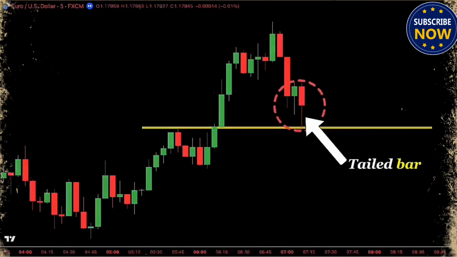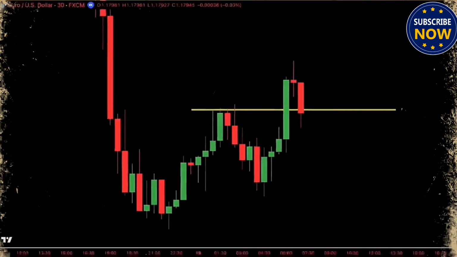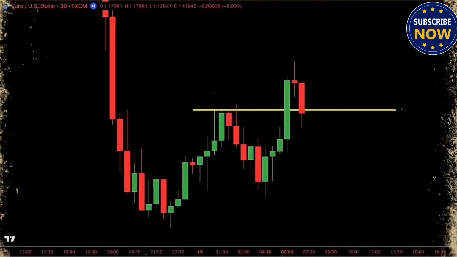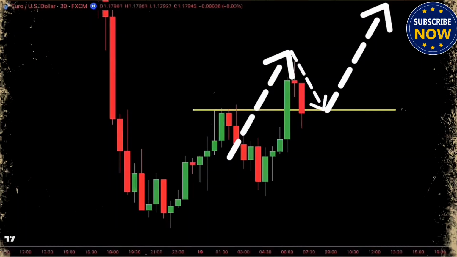But before entering the trade, we always want to confirm our idea using the higher time frame. Since we are trading on the 5-minute chart, we switch to the 30-minute time frame to get a broader view of the market. As you can see, the market is clearly trending upward on the higher time frame as well. This confirms that buyers are in control not only on the lower time frame, but also on the higher time frame. This alignment increases the probability of the trade.